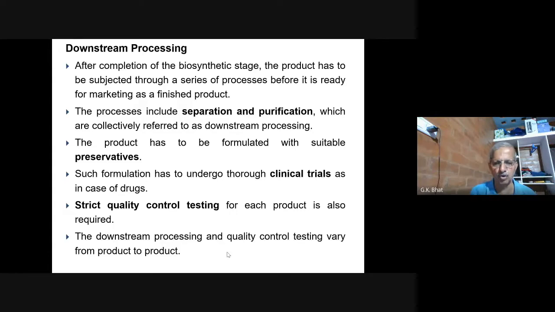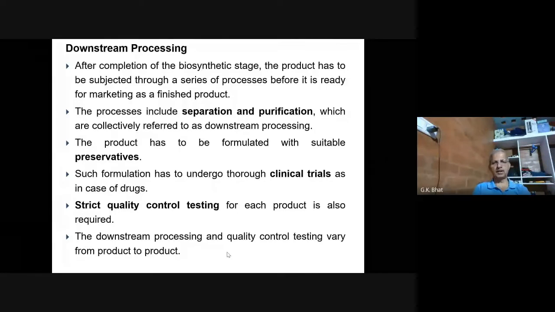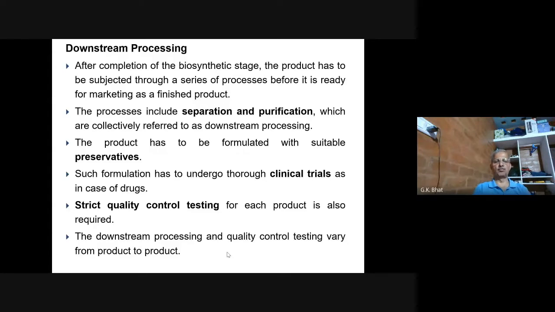It is asked for 4 marks. What is downstream processing? The processes include separation of the end product and purification, which are collectively referred to as downstream processing. The product has to be formulated with suitable preservatives. Some formulations have to undergo thorough clinical trials, as in the case of drugs. Strict quality control testing for each product is also required. The downstream processing and quality control testing vary from product to product.